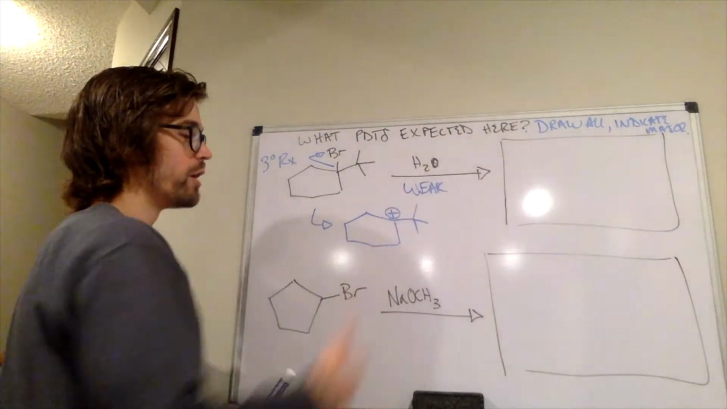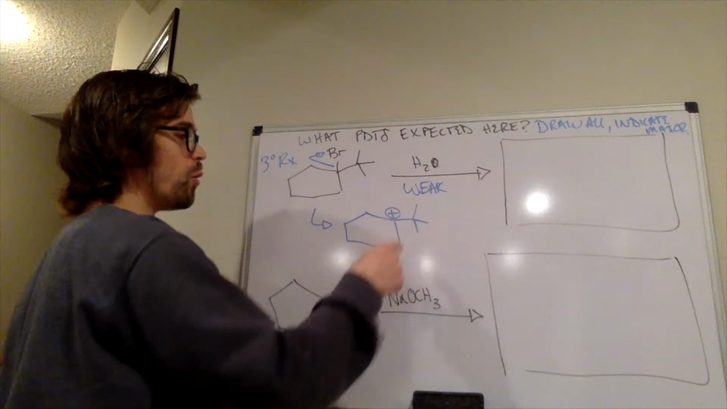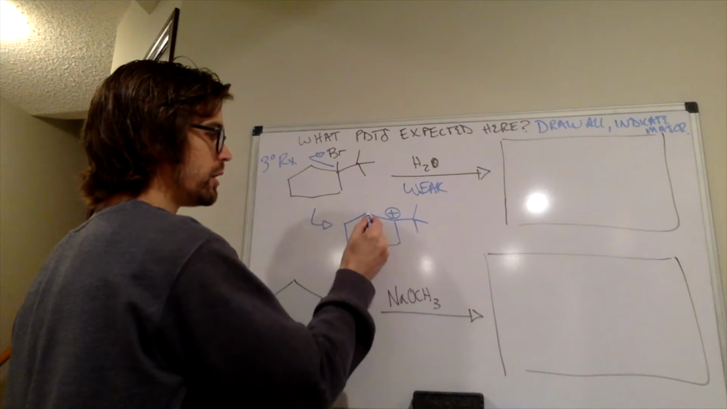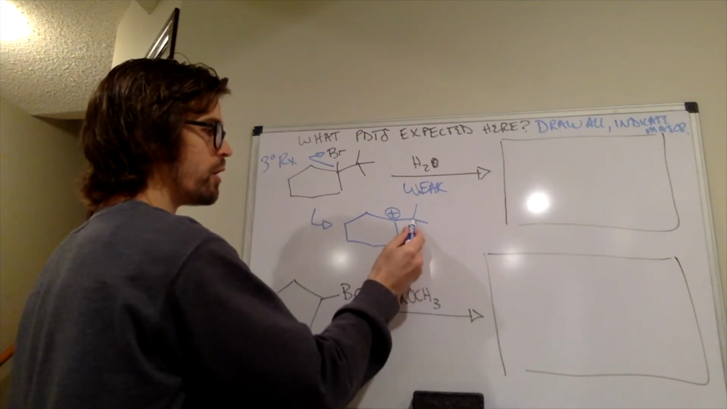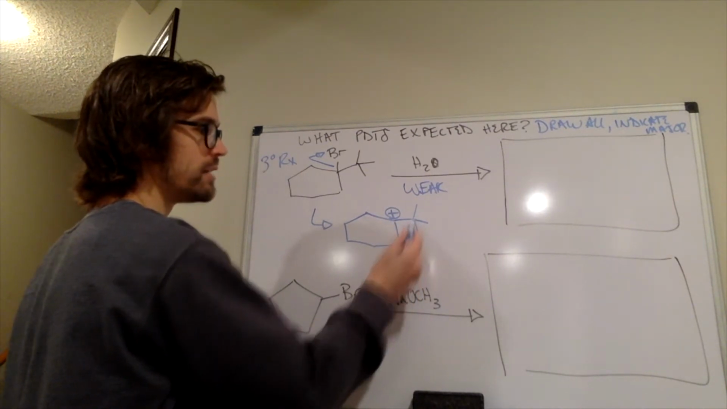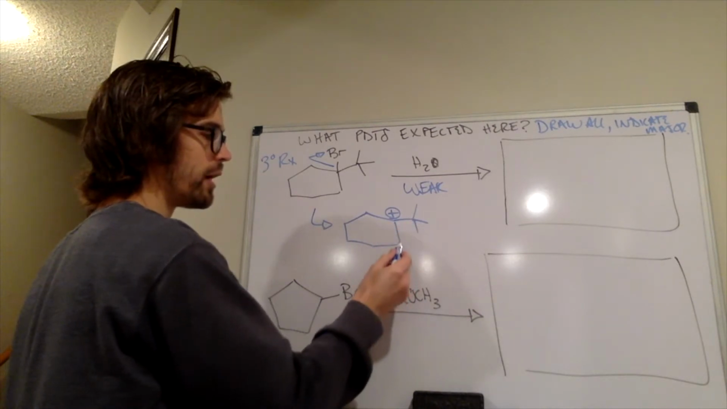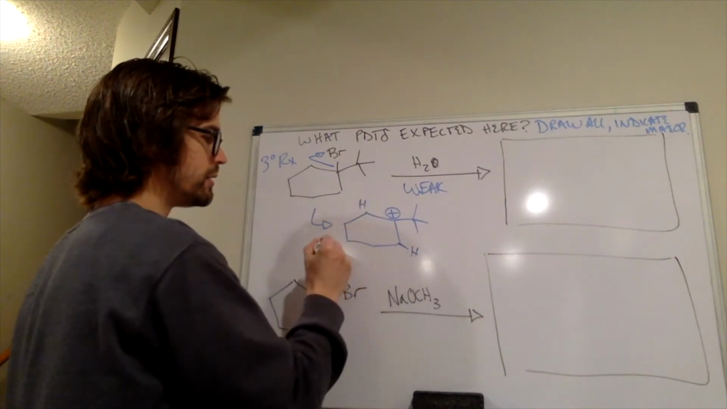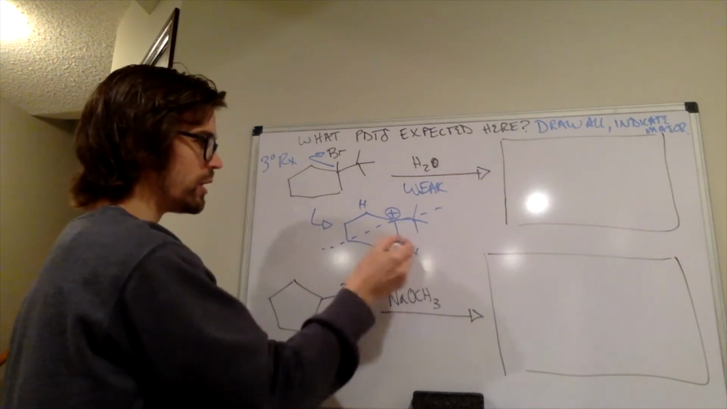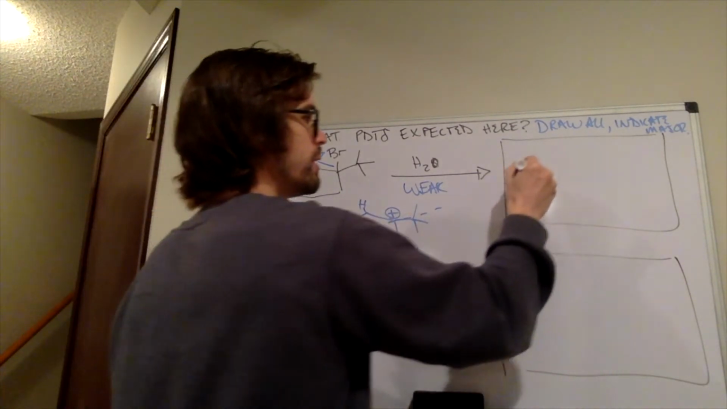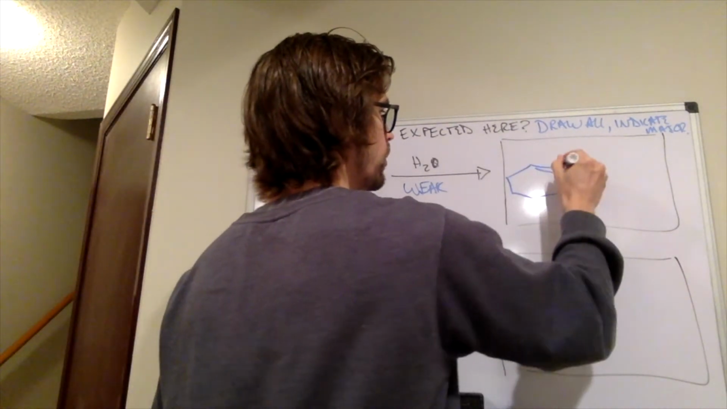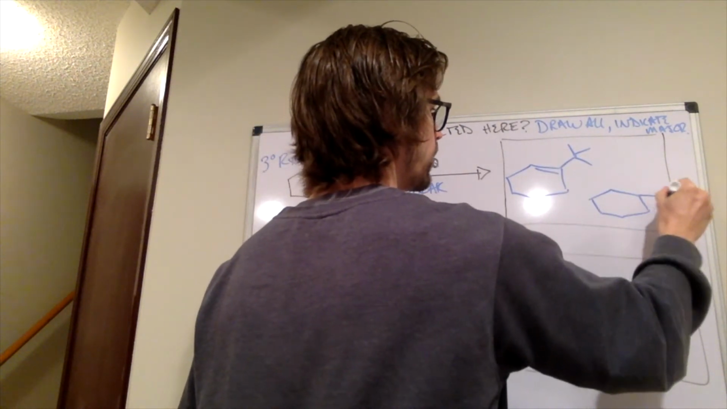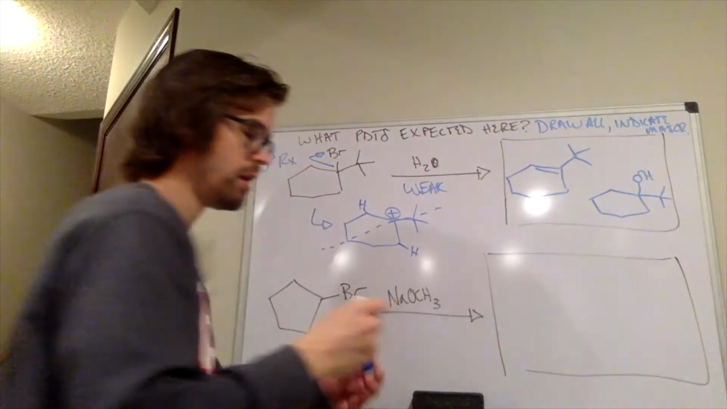So SN1, the water is going to add there, it's going to lose a proton. E1, it's going to pull off a proton from the beta position. We have a beta position here, here, and here. There are no protons here, so we can't do an elimination to form a double bond there. We would have to do either side there. And essentially, at this point, this is a symmetrical molecule, so either side is identical. So the E1 product would look like this, and the SN1 product will look like that.